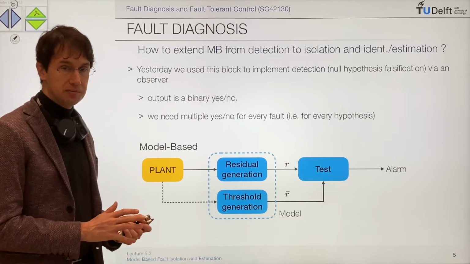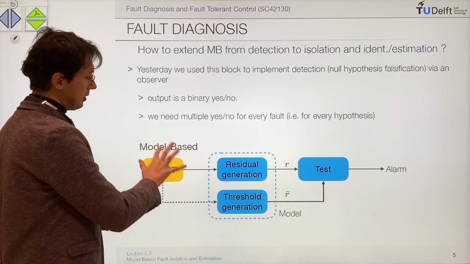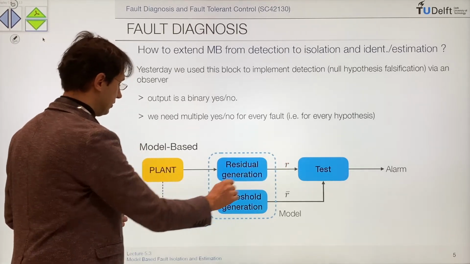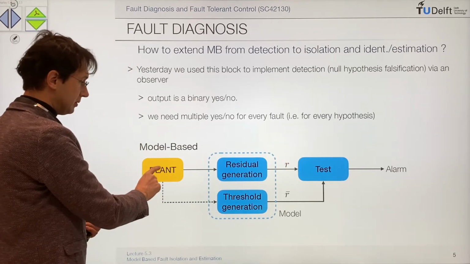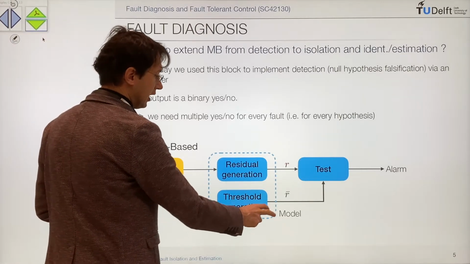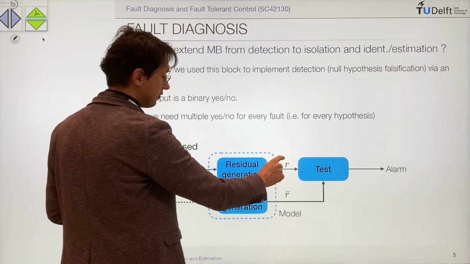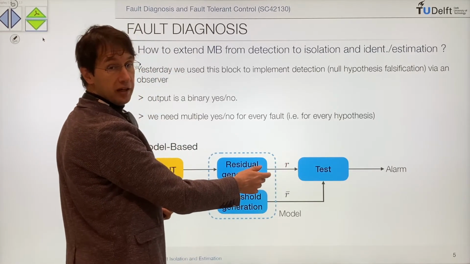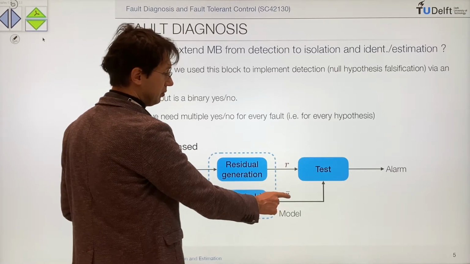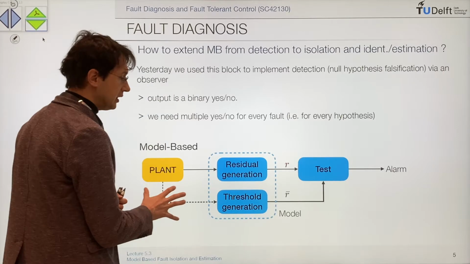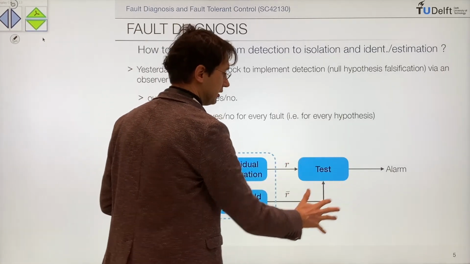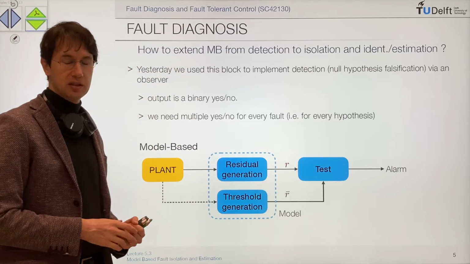How can we do that? Well, let us look at the basic block we introduced. So the basic block is this one. We take observation from a plant, we generate residuals, we generate a threshold, and then we test. We check if, in our case, the absolute value component-wise of the residual is crossing the threshold component-wise. So with this approach and with this basic scheme, we can test one hypothesis. We tested the null hypothesis.